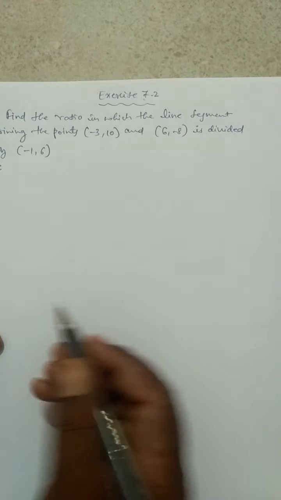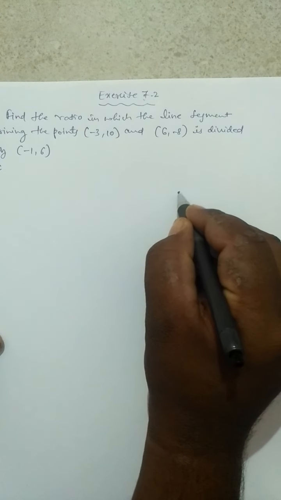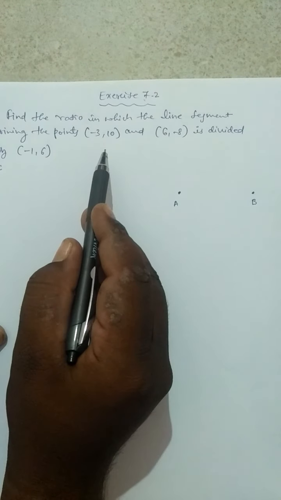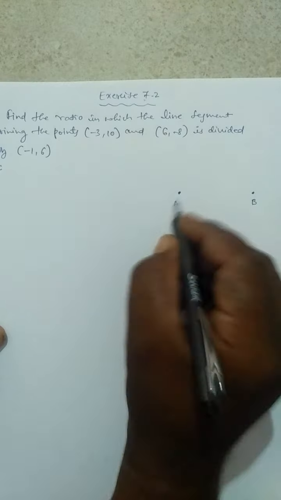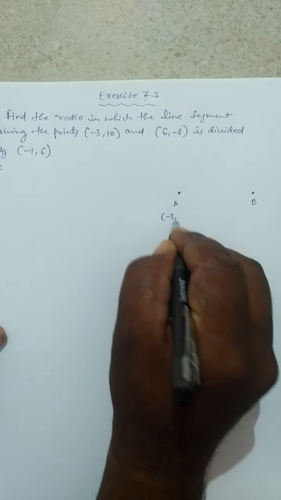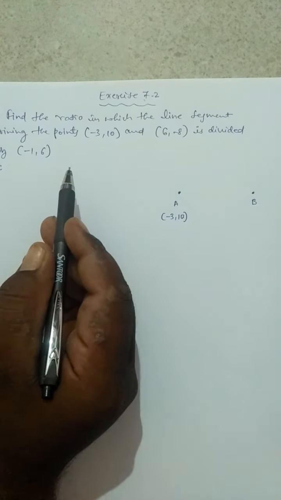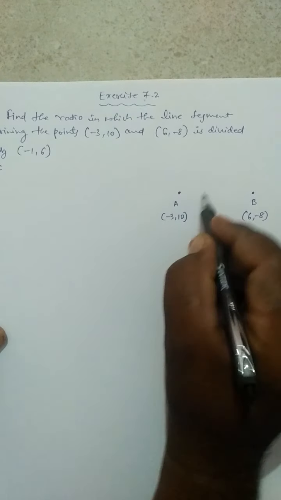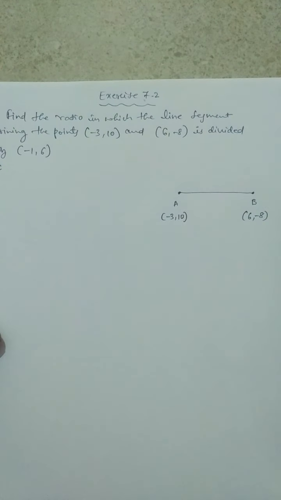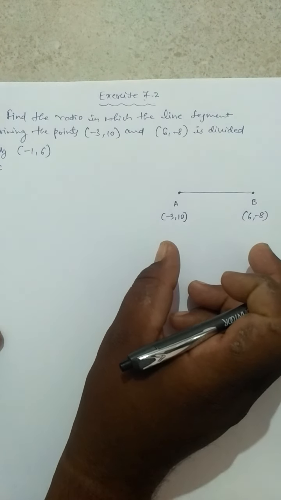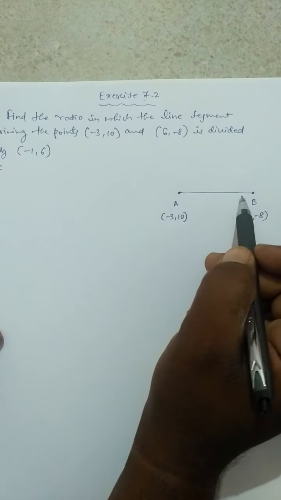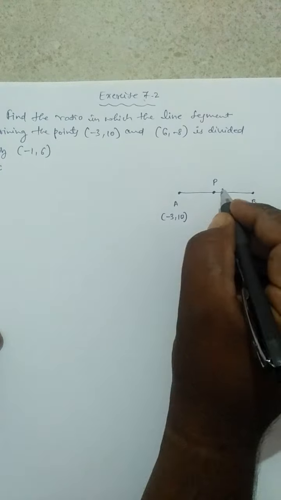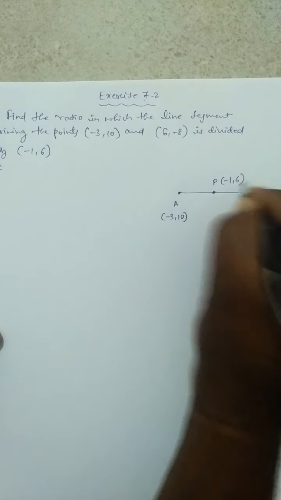So in this solution, what we have to do? We have to consider 2 points. So this is point A and this is point B, right? Here point A coordinates are (-3, 10) and point B coordinates are (6, -8). Now if you join a line, this is the line joining the points. In between these two coordinates on this line, there exists another point. That point I am going to call P. That point P coordinates are (-1, 6).